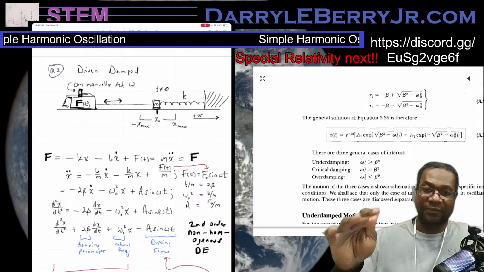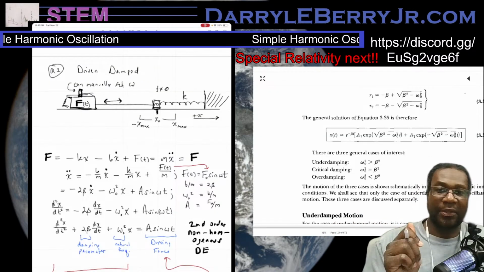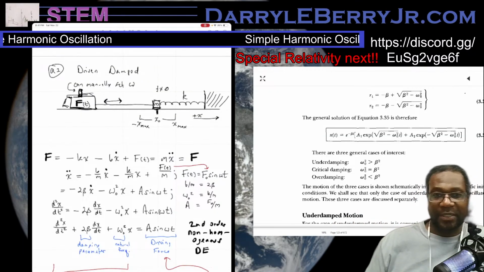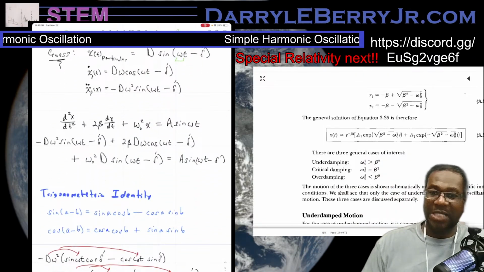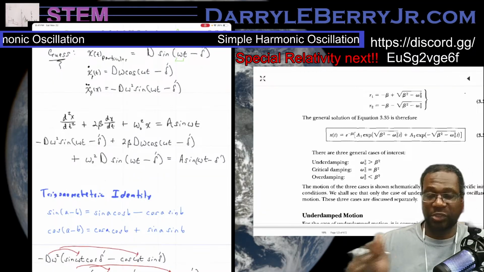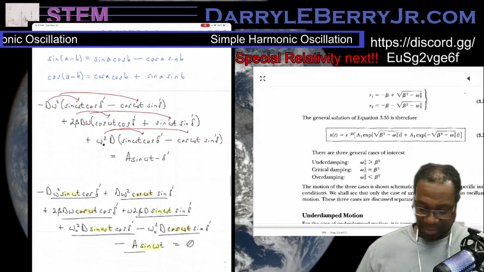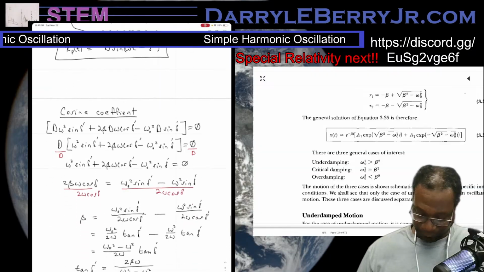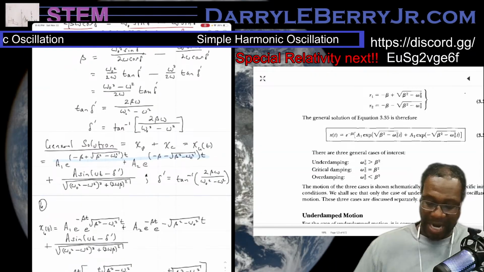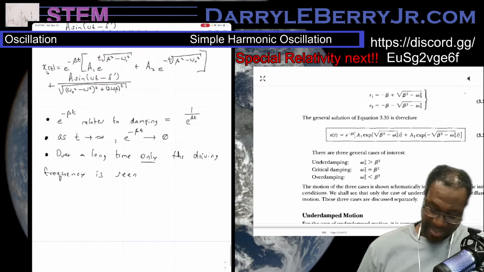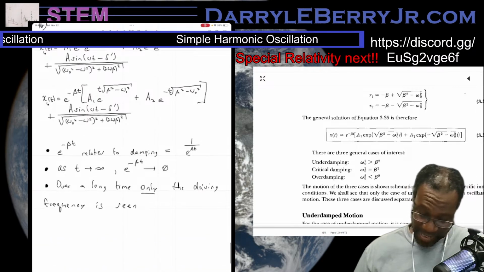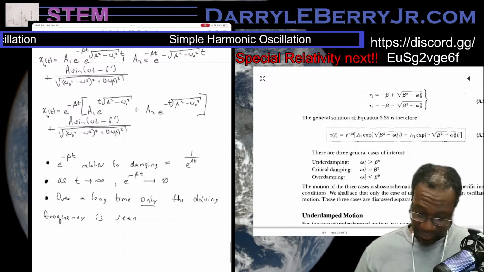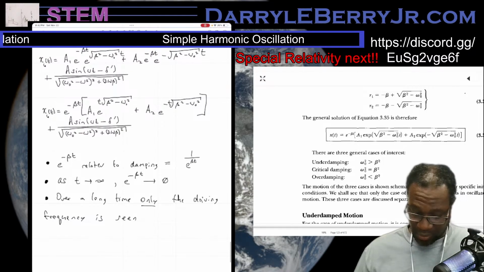But the driving frequency is going to be constant, while the natural frequency of the spring is going to be damped, so it's going to constantly go down. Eventually, the mass won't have any oscillation from the spring at all. It'll be only the driver that's pushing it because the spring's oscillation has decayed to 0. What you just have is the driver moving the mass. That's why I say that over a long time, only the driving frequency is seen, because as t goes to infinity, e to the negative beta t goes to 0. So that all goes to 0.